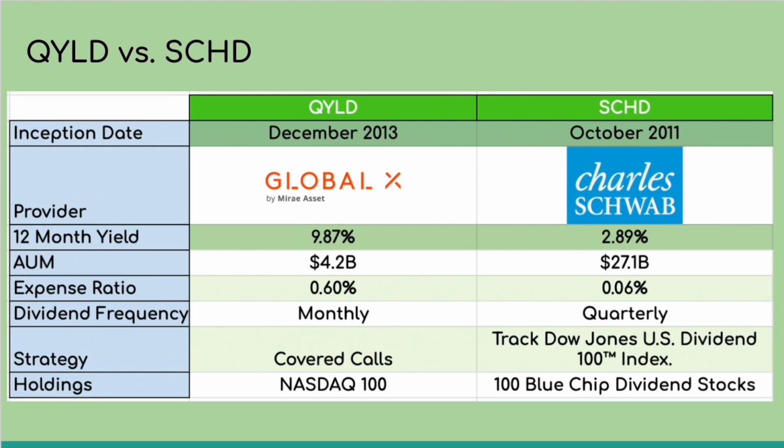QYLD does have assets under management of $4.2 billion, which is pretty big for the covered call income ETFs, but SCHD definitely blows QYLD out of the water with over $27 billion in assets under management. In terms of 12-month dividend yield, QYLD is just under 10%, but SCHD is a more modest, just under 3%. So huge discrepancy there, but that makes sense because QYLD is following a covered call strategy, while SCHD doesn't do any covered calls, it's just tracking the Dow Jones US Dividend 100 Index.